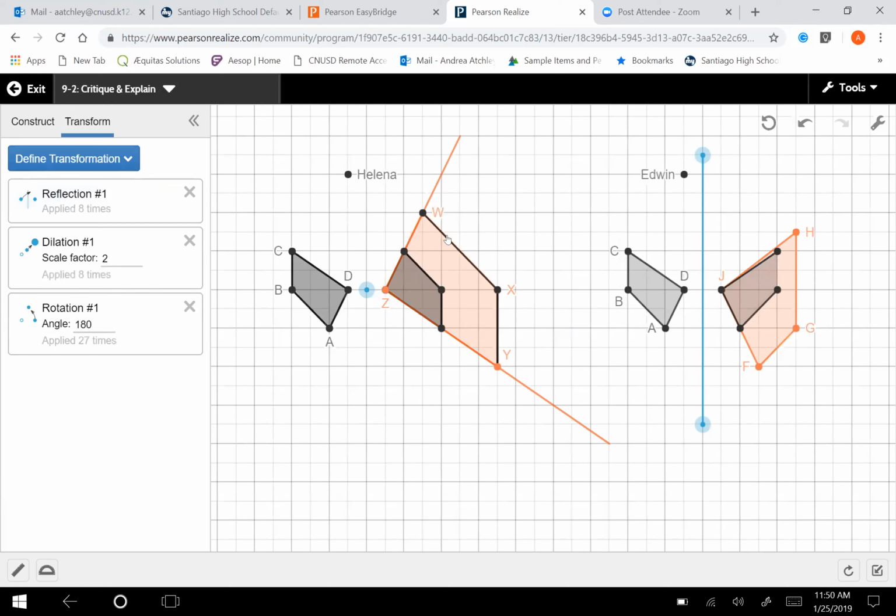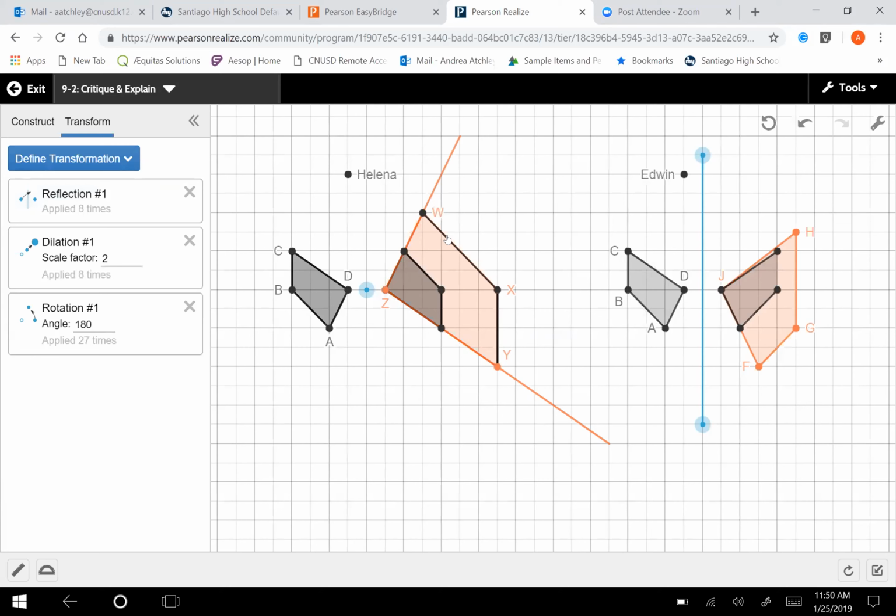CD doesn't exactly go onto H, because that angle is not congruent to the other. Angle D and angle J are not exact measurements. They're close, but they're not exact. Does that make sense? Okay, so you can't do anything else.